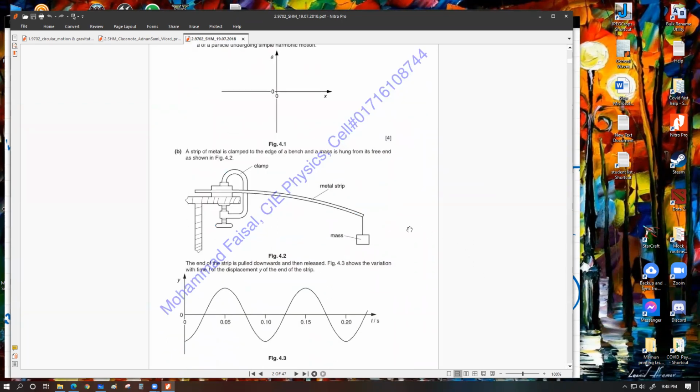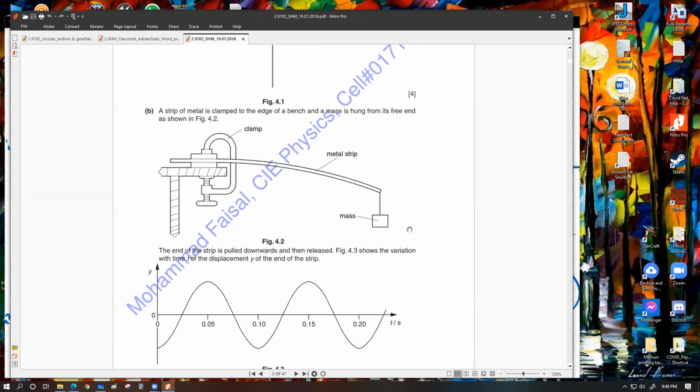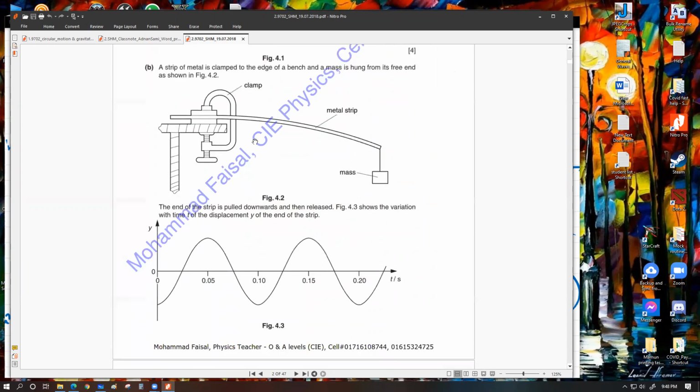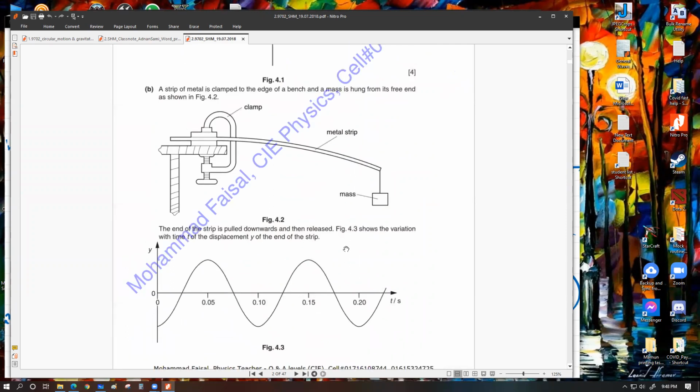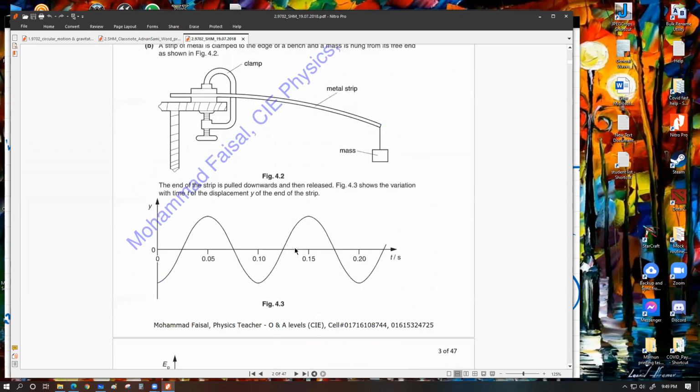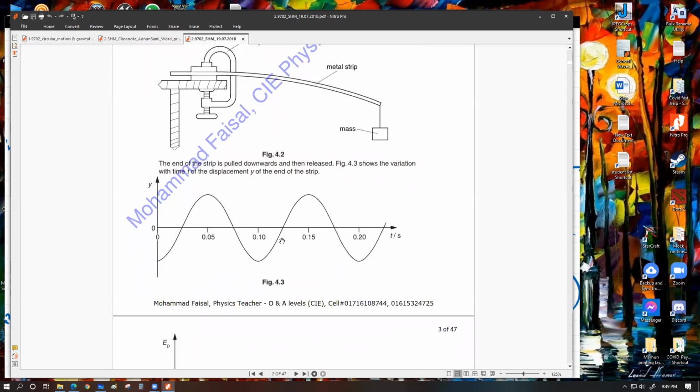Now let's see what part B says. It says a strip of metal is clamped to the edge of a bench and a mass is hung from its free end as shown in figure 4.2. The end of the strip is pulled downwards and then released. Figure 4.3 shows the variation with time t of the displacement y of the end of the strip. We have this scenario, then we have this scenario. So the question gives this y versus t graph.